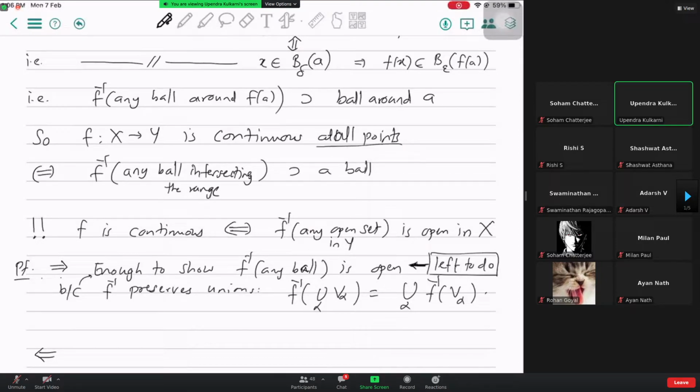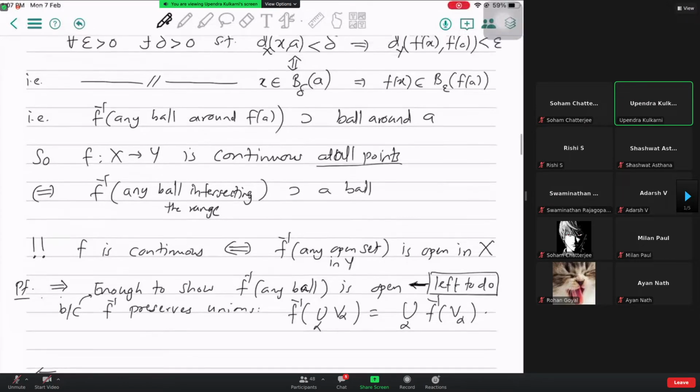I really do want everyone to think about this. So suppose it is given to me that F inverse of any open set in Y is open in X. Isn't that equivalent to saying that F inverse of any ball intersecting the range is contained in, okay, a superset of? Well, whether it is equivalent or not is actually a little harder. But one way the implication is simple: this implies the above. In particular, this says that F inverse of any ball is open, right?